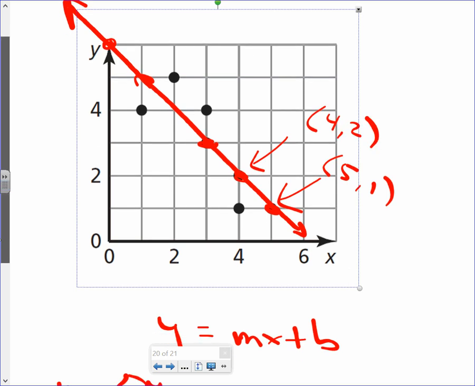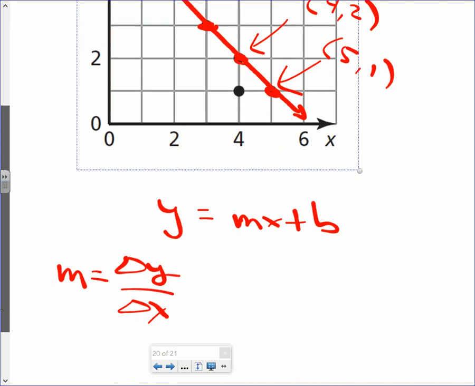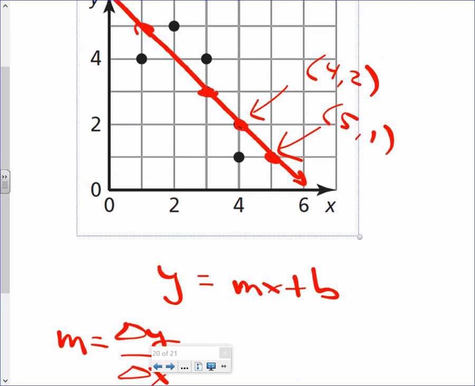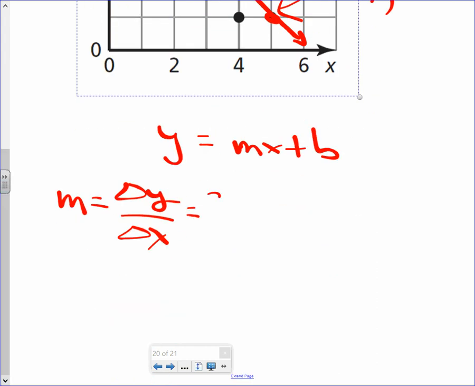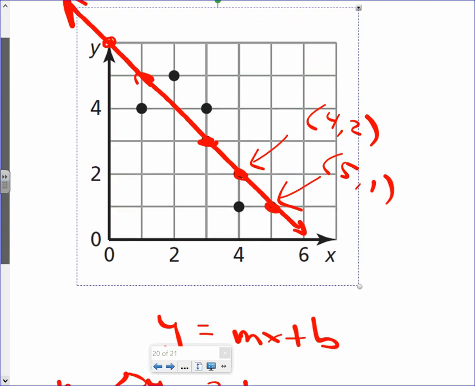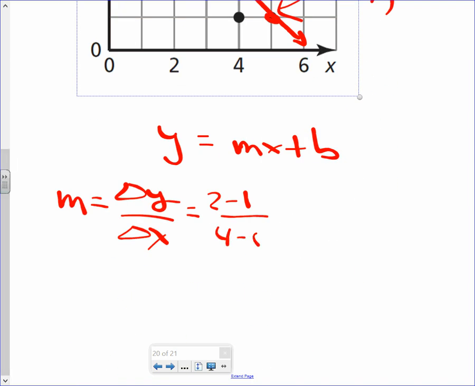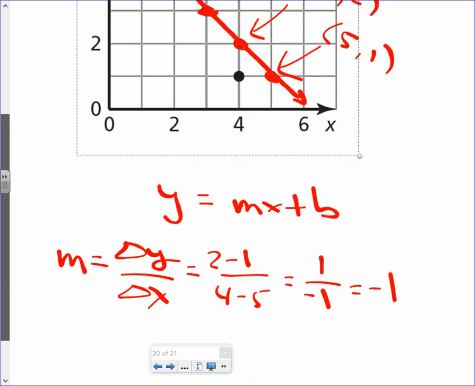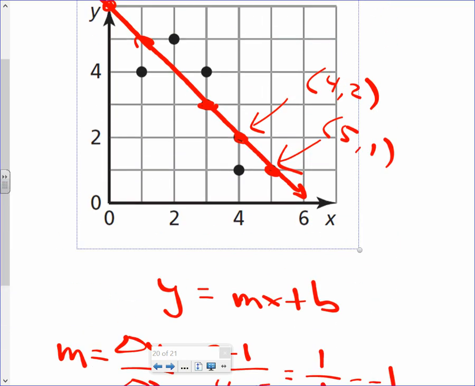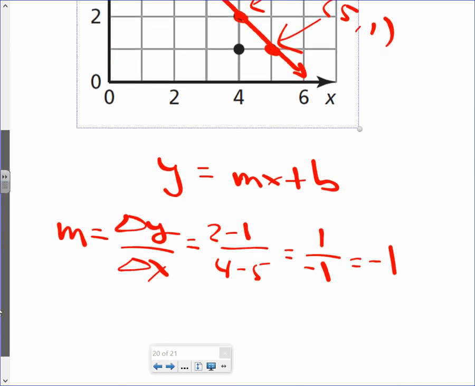Let's find the slope here. The rate. So delta y, 2 minus 1. Delta x, 4 minus 5. 2 minus 1 is 1. 4 minus 5 is negative 1. So the slope is negative 1. Well, that makes sense. Fall 1, run 1. For every negative vertical unit, there's 1 positive horizontal unit. Negative vertical, positive 1 horizontal. So hence the negative 1 slope. That makes sense.